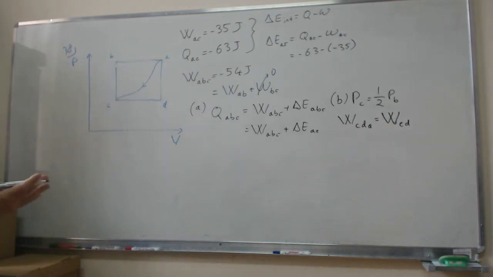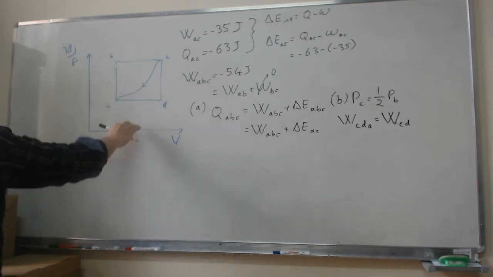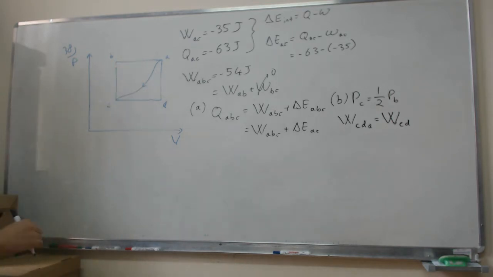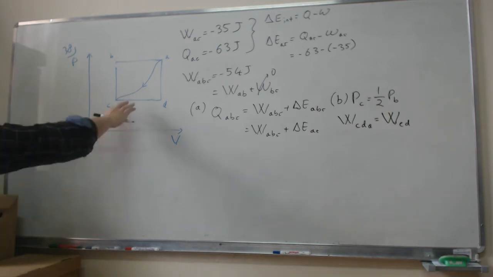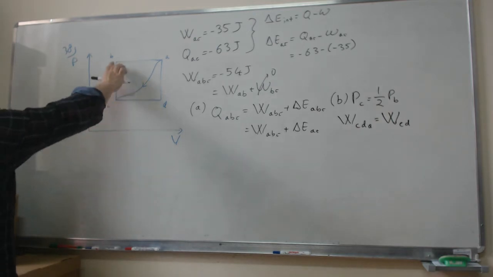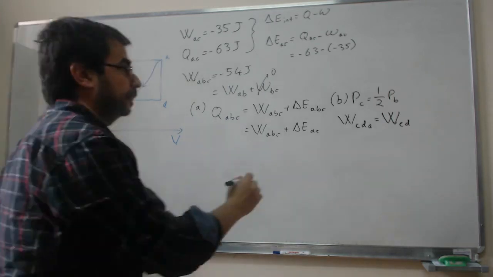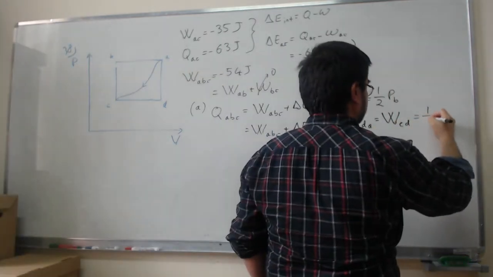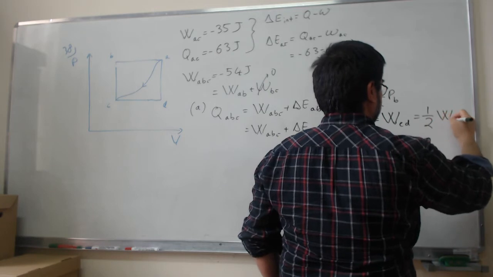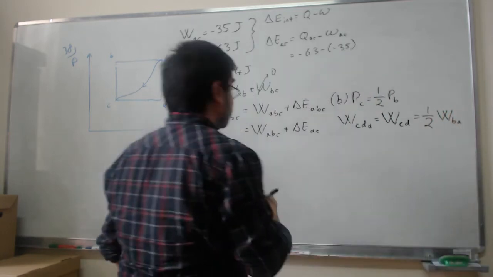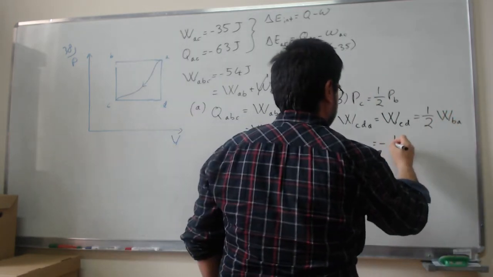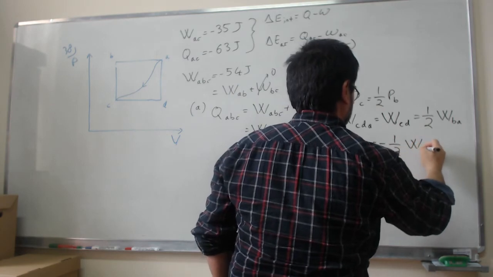The work done in a PV diagram is just the area under the curve, and obviously if you just move this twice the distance from the x-axis, you're going to get twice the area under the curve. So the work done from C to D must be just half the work done from B to A, which is equal to minus half the work done from A to B.